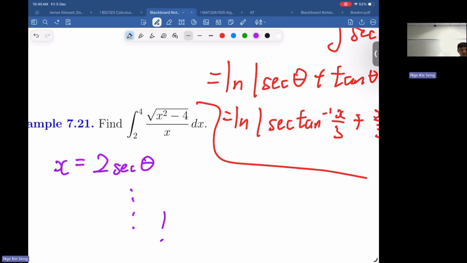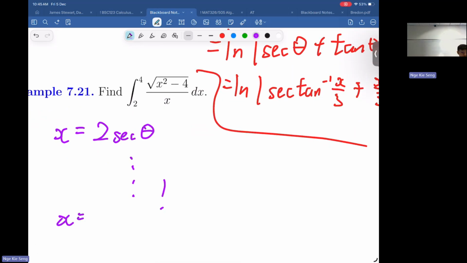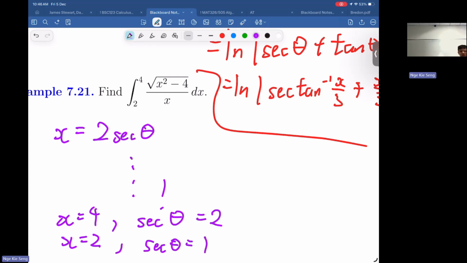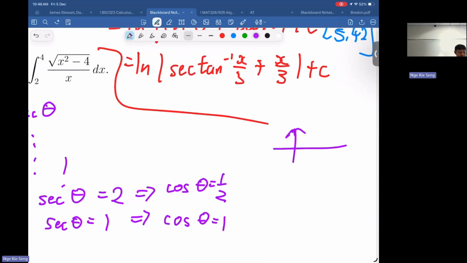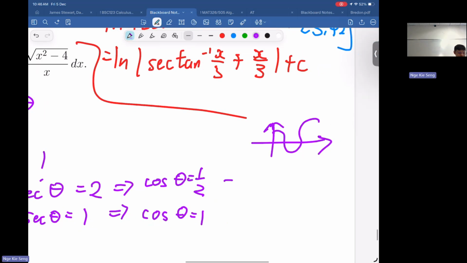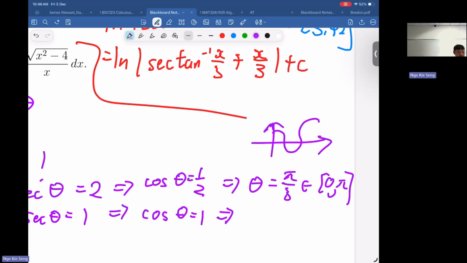But this one is a definite integral, so you need to check when x equals 4 and when x equals 2, what's your angle? Let's quickly check. Secant theta becomes 2, and secant theta becomes 1 because you need to divide by 2. So maybe cos is easy to remember. In your cos function, there are a few places you can get a half. But the problem is we only fix our theta between 0 and pi. So there's only one value you're going to get. You cannot get more than one value.